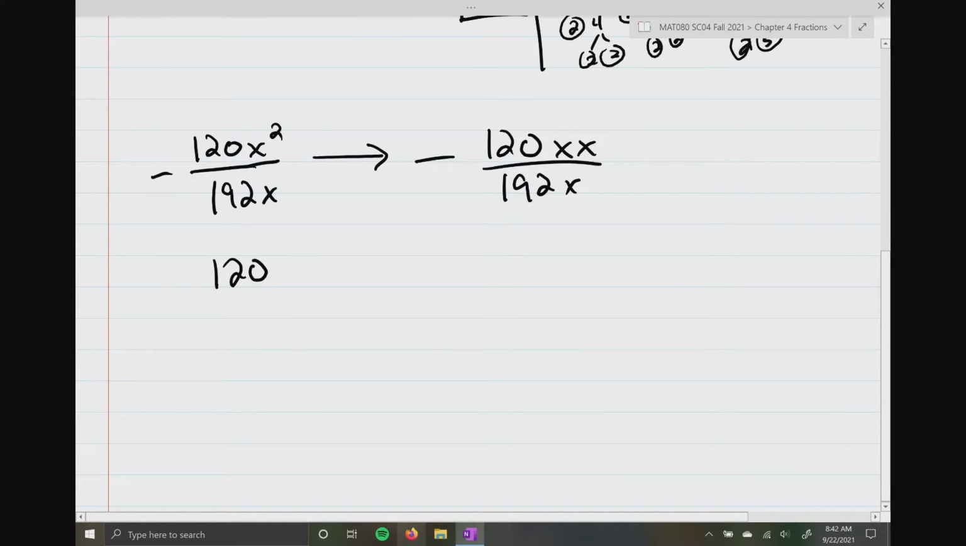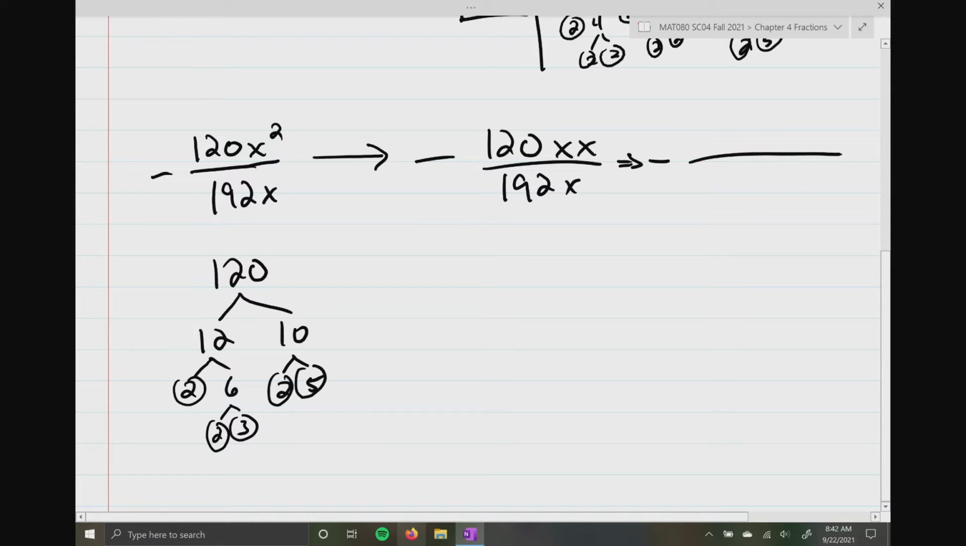So I'm going to break down 120. How about 12 and 10? Then I'll break the 10 down. That's fast. 12 is going to be 2 and 6. And then 2 and 3. So 120 is going to be, and I like to write them in order, 2 times 2 times 2 times 3 times 5, with 2 x's. How's that so far, everyone? Pretty good? Okay. Now we're going to do 192.